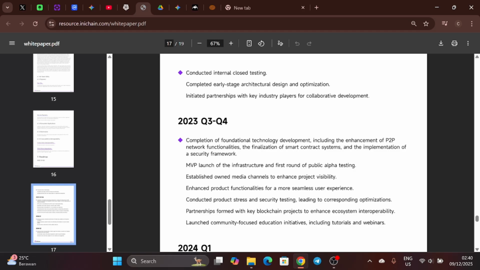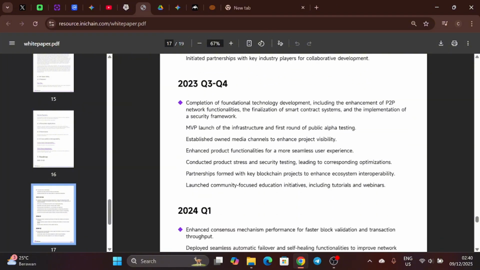Establish media channels to enhance project visibility, enhance product functionality for a more seamless user experience, and conduct product stress and security testing, leading to corresponding optimization. Partnerships formed with key blockchain projects to enhance ecosystem interoperability, and launch a community-focused education initiative, including tutorials and webinars.